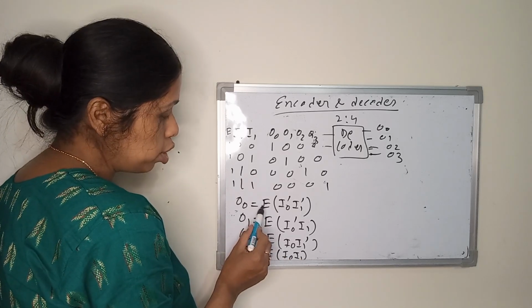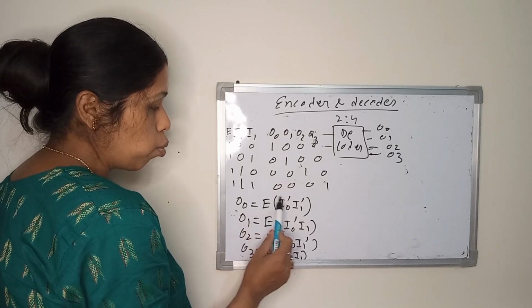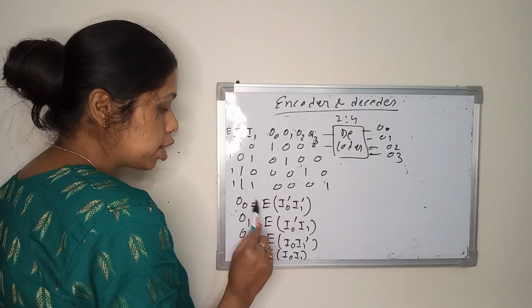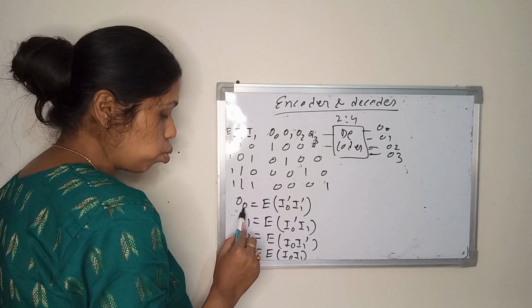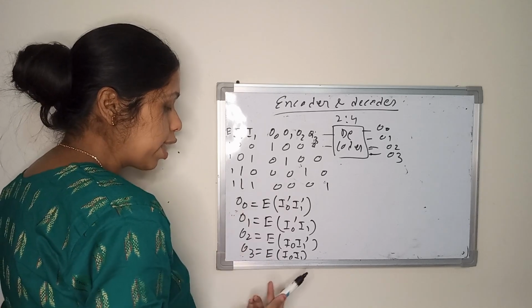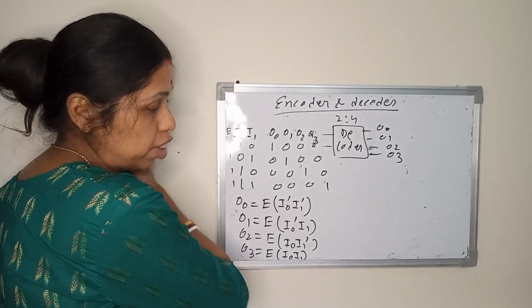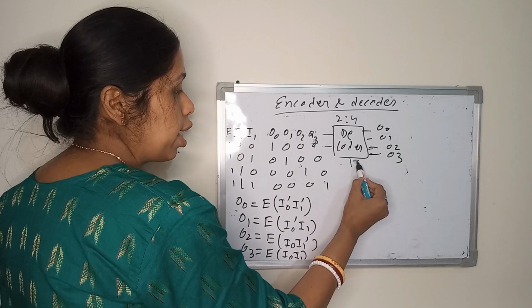Now if we send logic 0 through the enable line, I don't worry about whatever input information is there. If I send logic 0 through E, all the outputs O0, O1, O2, O3 will give logic 0. That means the decoder is not activated. So that is the concept of the enable line. I give the enable line like this way.